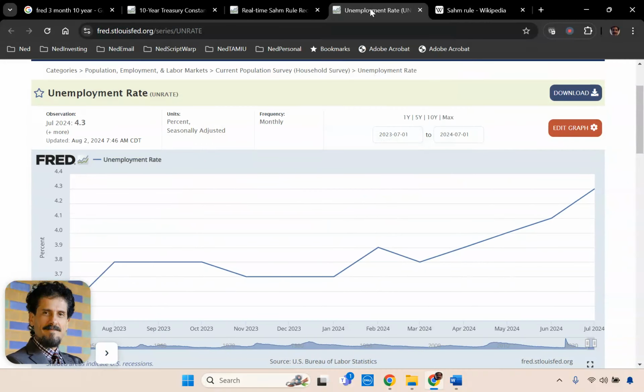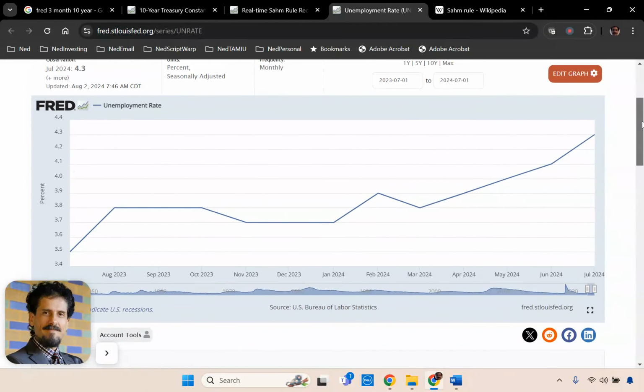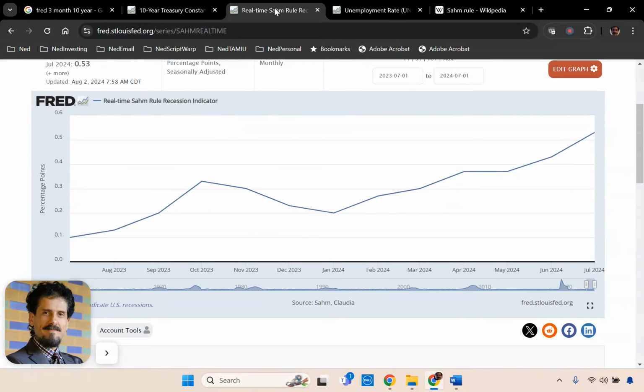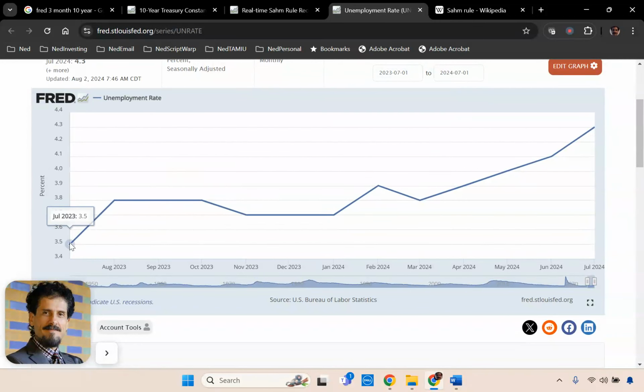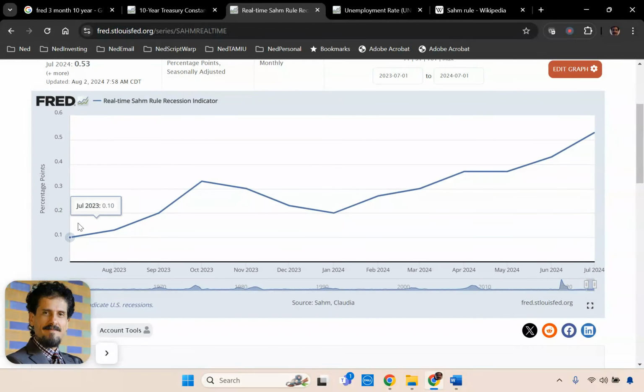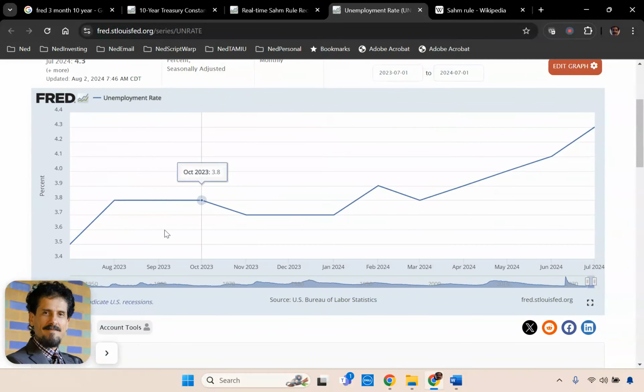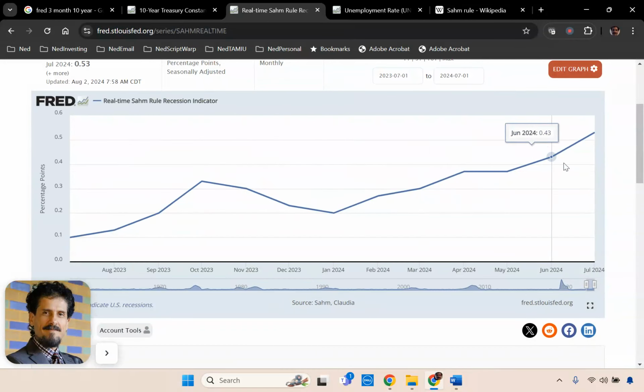Just for comparison, I have the unemployment rate here for the past 1 year. This is the Sahm Rule indicator for the past year. As you can see, this is not a moving average of the past 3 months, but the value is adjusted. So this 0.1 is not exactly the unemployment rate. As you can see, the unemployment rate in July 2023 was 3.5%. Now it is at 4.3%. This video is being created at the end of August, so we don't have the data for August here. And this is for the past 12 months.